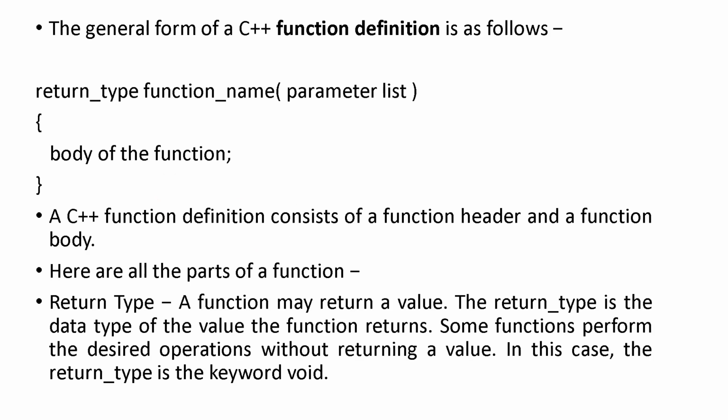The general form of function definition is: return type, function name, and then parameter list. These are the arguments. And then the body of the function. So this is the function definition. That is, return type, function name, in brackets the parameter list, and then within the curly brackets the body of the function.